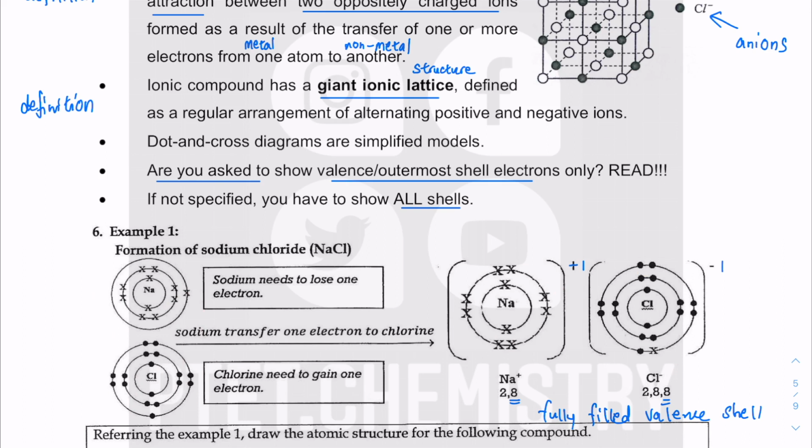But if a question specifies to show only outer shell or valence shell electrons, then you just need to draw the outer shell electrons, which of course after you lose this 1 electron, your outer shell becomes your second shell. Your outer shell here was the 3rd shell, 2, 8, 1. This is the 1st shell, this is the 2nd shell, and this is the 3rd shell. Now you only have 2 shells because this is now your valence shell after you lost only 1 electron in the 3rd shell.